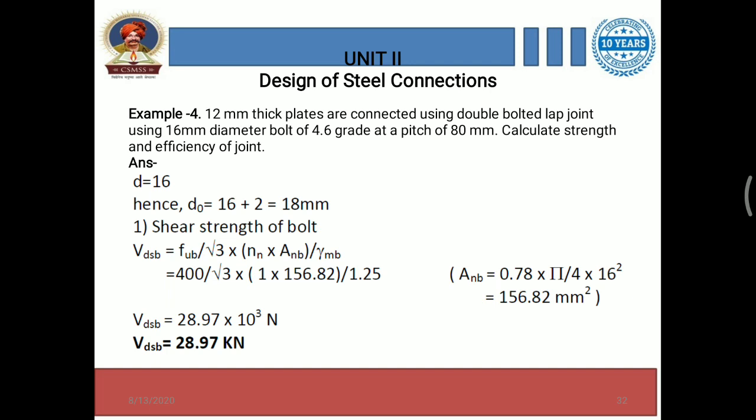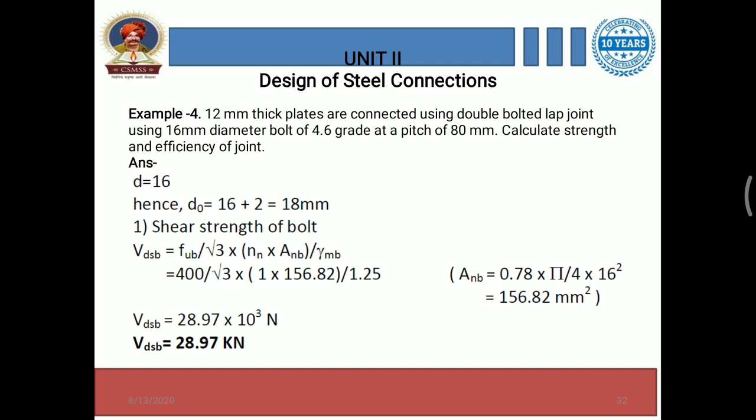Okay. In the previous three examples, we have calculated the strength of bolt and the number of bolts required, bolt value, all these things. Now, along with the strength, we have to calculate the efficiency of that joint. Okay, let's see the steps involved in such type of problems.